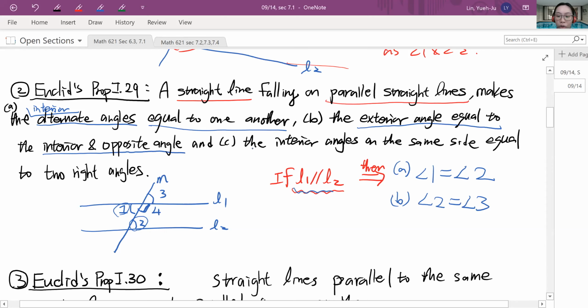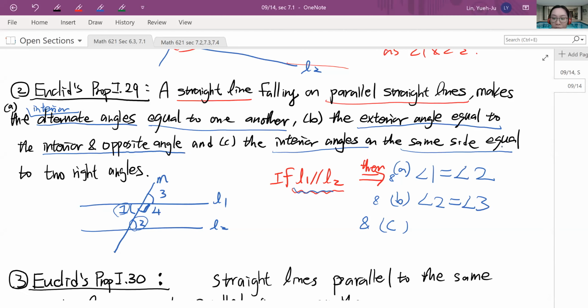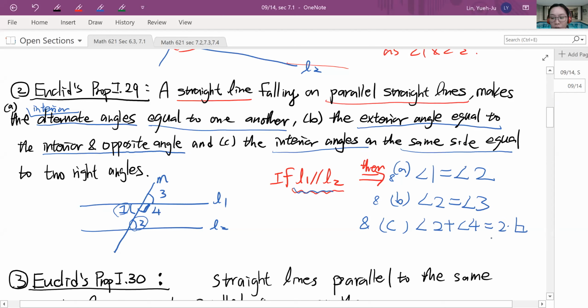And the third conclusion, this is N. The third thing we can prove is that the sum of the interior angles on the same side is going to be equal to 180 degrees. So this means angle 2 plus angle 4 is going to be 180. Okay, so just from the assumption of two parallel lines, you can prove these three conclusions. This is one of the propositions we are going to prove.